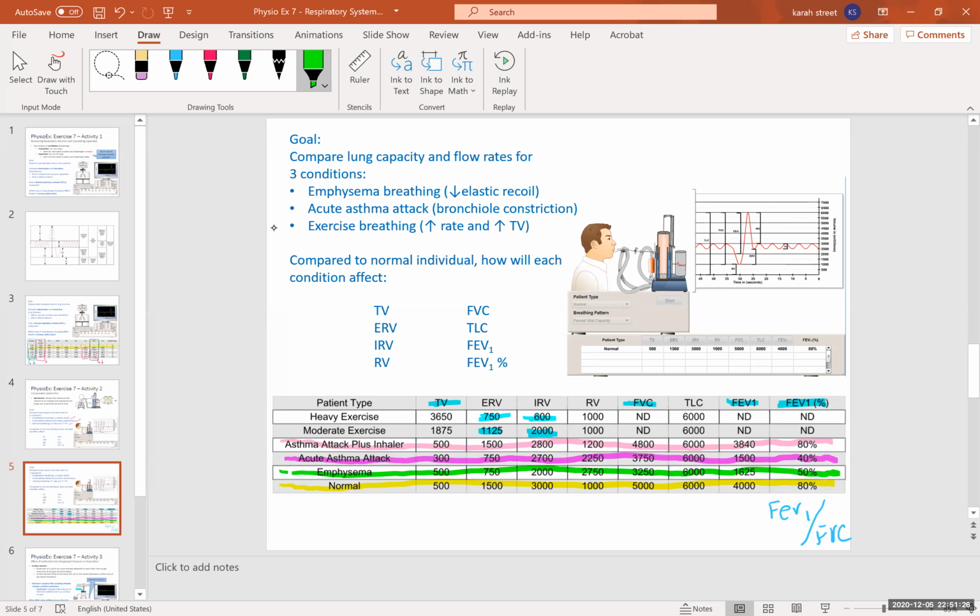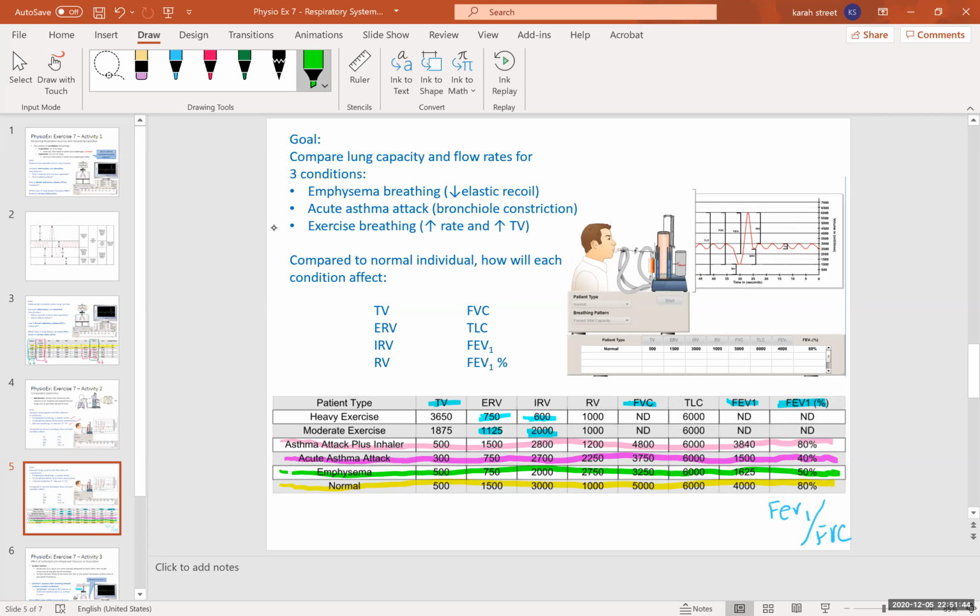There is no magic inhaler to give a patient with emphysema, like albuterol, of course, that would improve their condition. So this is a lifelong effect on their FEV 1%.